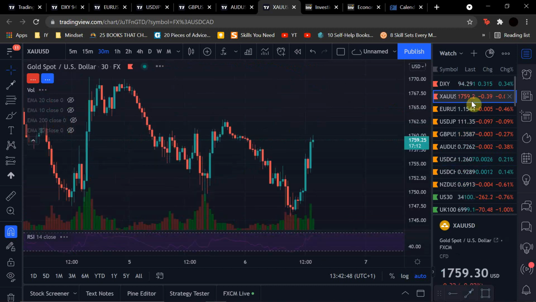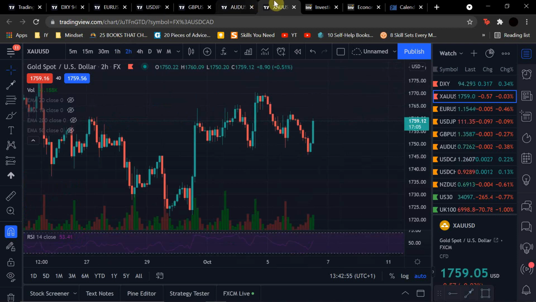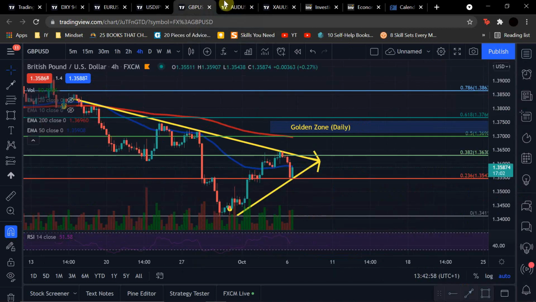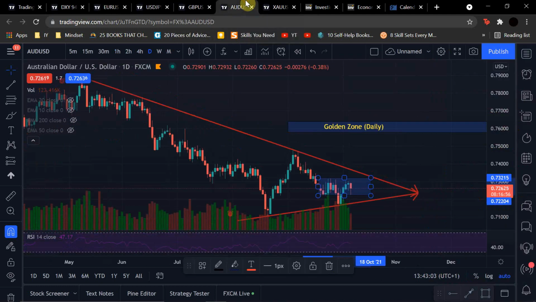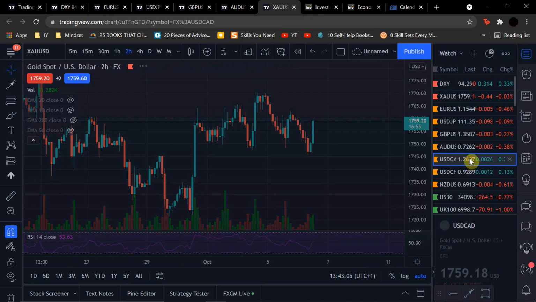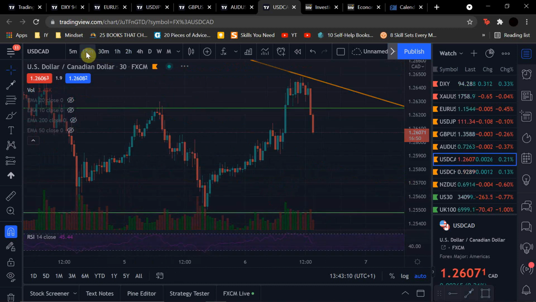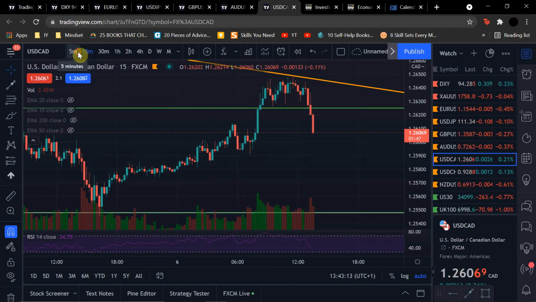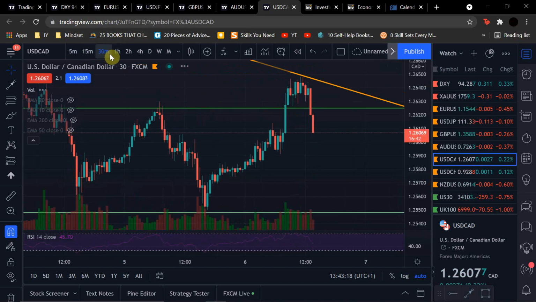Have I done an analysis on gold? I don't think I have. I think I just left gold alone. So gold is going up, and then we have USD CAD going down. I really want to take a trade on USD CAD. Might take this trade. Very tempted. Yeah, that's a trade I could have taken. Oh lord, that's a trade I could have taken.